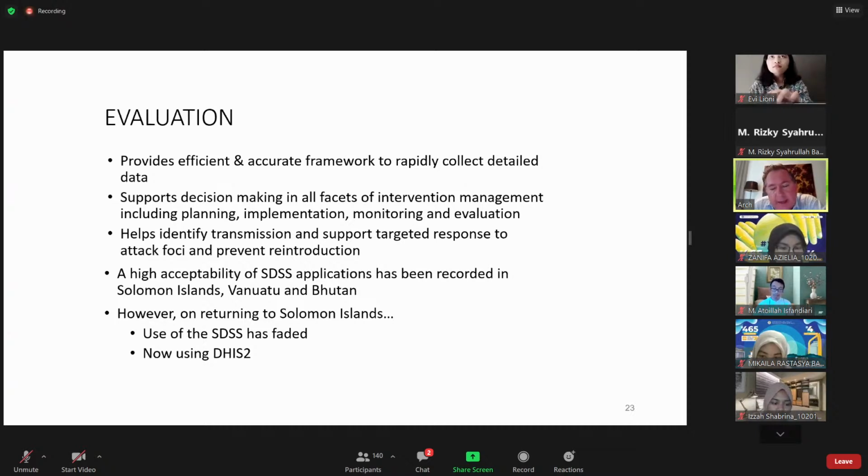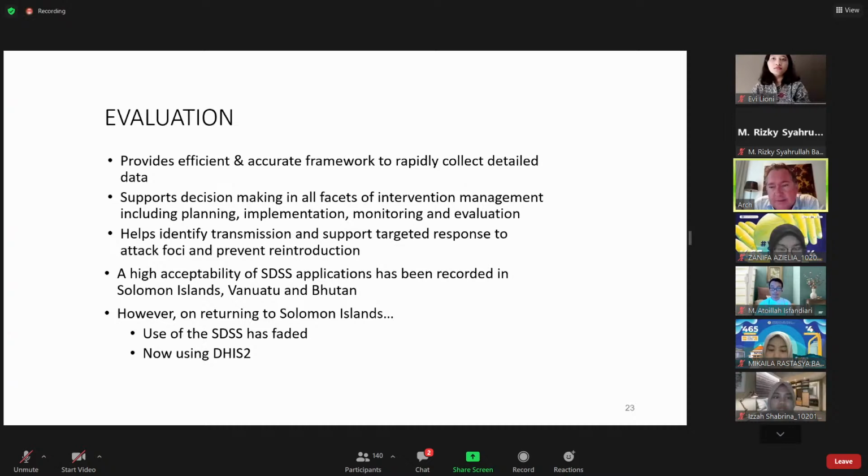And the Solomon Islands is now using DHIS2, which is the District Health Information System version 2. So why have they done that? Well, we did some qualitative research to understand that. And the reason they've done that is because DHIS2 is a system that is endorsed by the World Health Organization. It's used by many other jurisdictions. So there's a community of practice. There's support available for it.